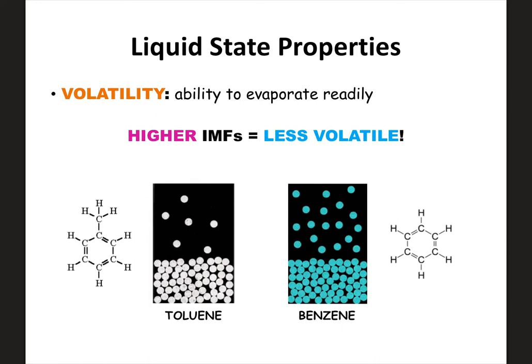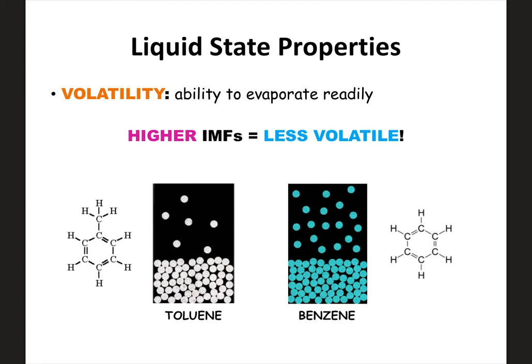If your IMFs are stronger, the molecules are going to be held together more, so less of them are going to enter the gas phase. So it would be less volatile. If you look here in these pictures, we have two organic substances. We have toluene on the left and benzene on the right. And if you look at the picture, this is the liquid phase, and you should be able to identify that because the molecules here are much closer together. And then here you see the gas phase.